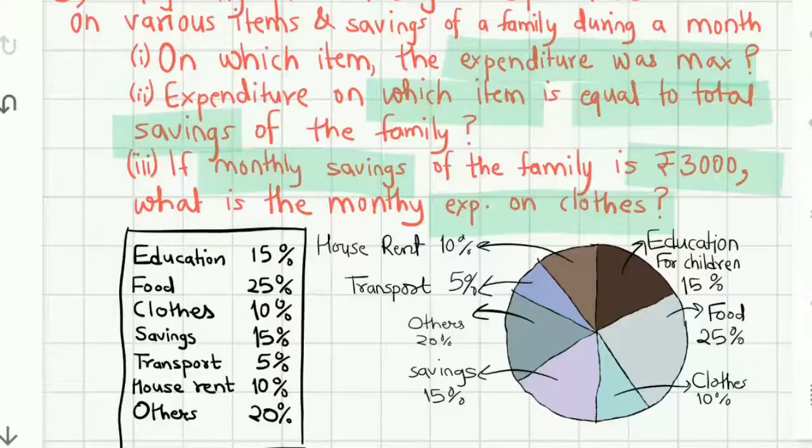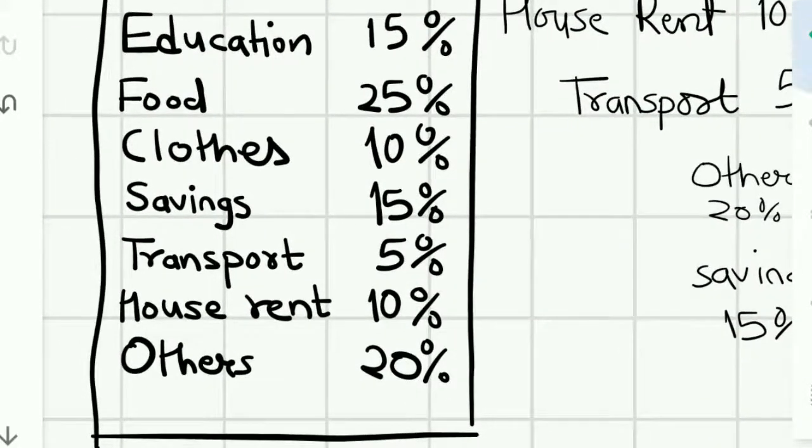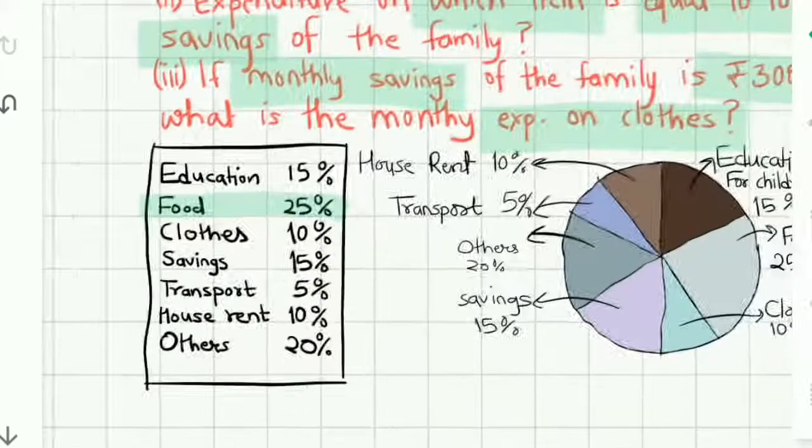So first question is, on which item the expenditure was maximum? Maximum expenditure meaning percent of expenditure should be the maximum. So it looks from these numbers that food is the item that requires maximum expenditure.